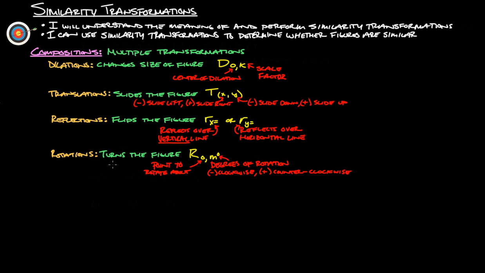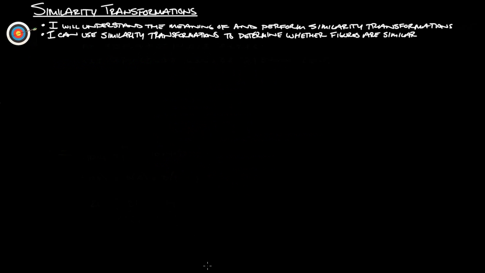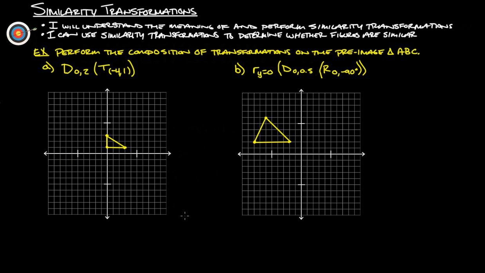And then rotations turn the figure, and that's capital R. This first thing here is the point to rotate about. And then the second part is the degrees of rotation. And remember, negative is clockwise. Positive is counterclockwise. Okay? All right, let's take a look at some examples here.